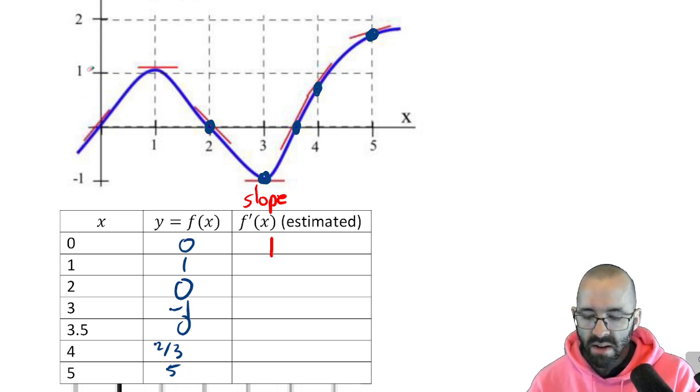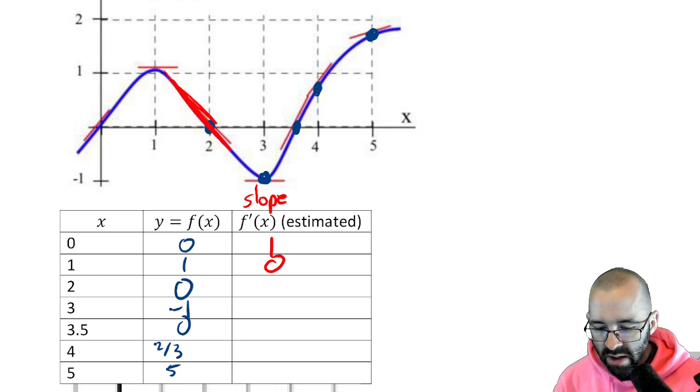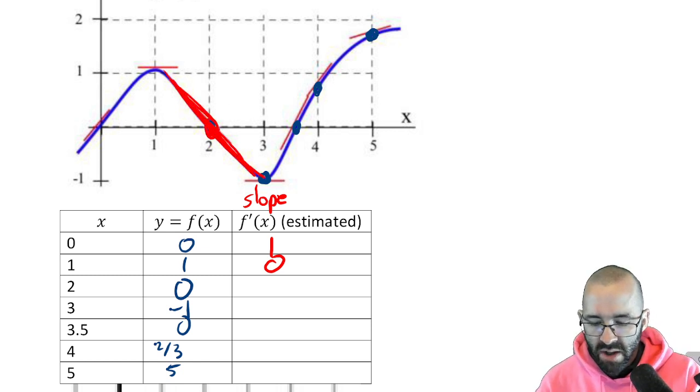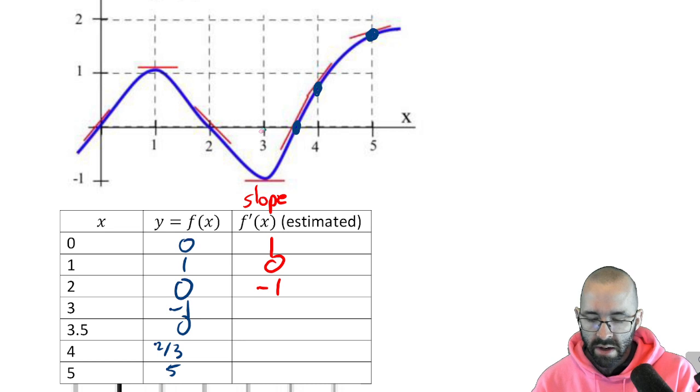All right. Next point. Well, this has a horizontal tangent line. It should have a slope of 0. Next point. What do you think the slope of this line is? Pick 2 points on it. Do rise over run. We're going down 1, right 1. The slope is -1, approximately. All right. And just keep on in this fashion, same way. Slope over here will be 0. Slope here is pretty steep.